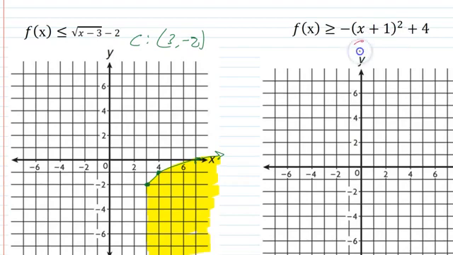Another one on the right, our center, -1, 4. And this says y is greater than or equal to. So the or equal to gave us the solid line. The greater than means we're shading all the y's above, so the upside. And we're not going to go past that -1.